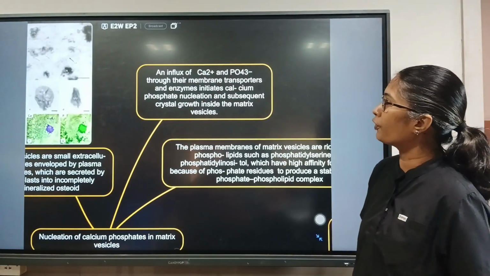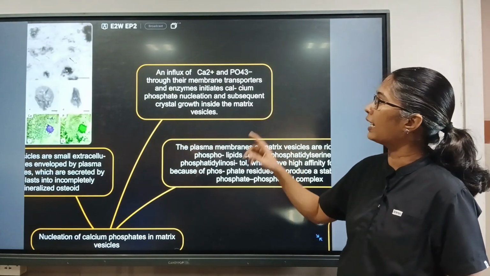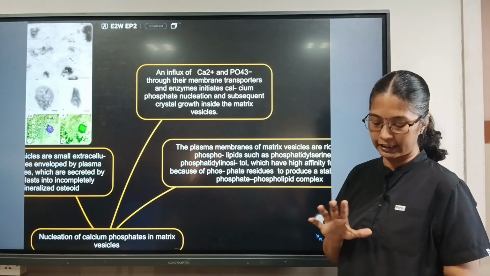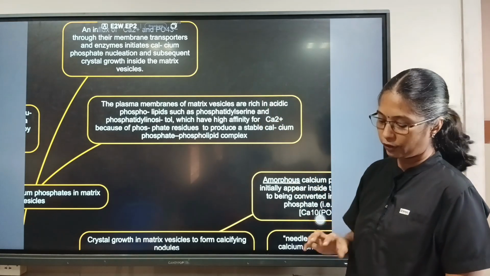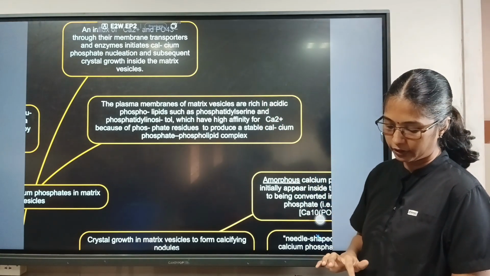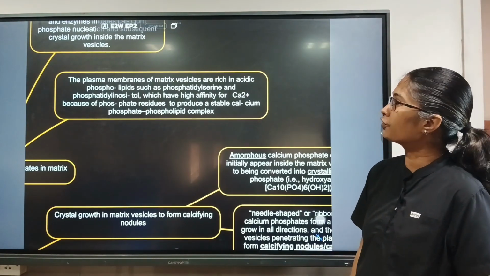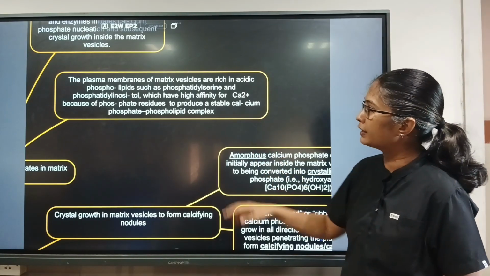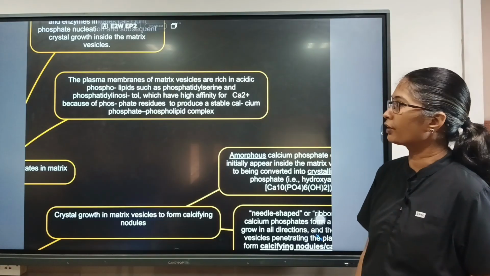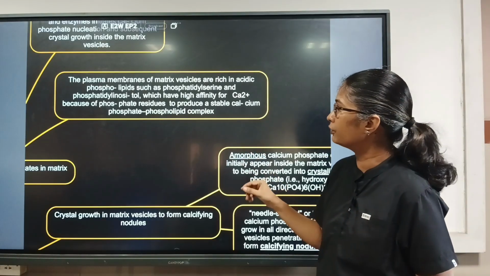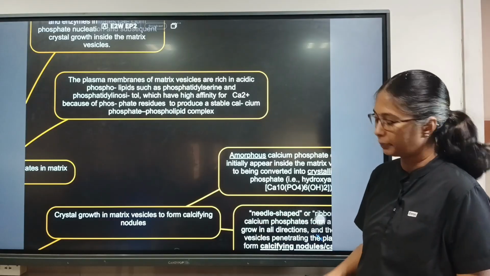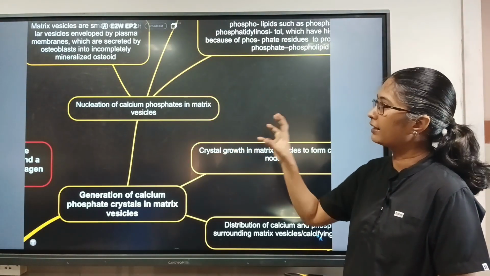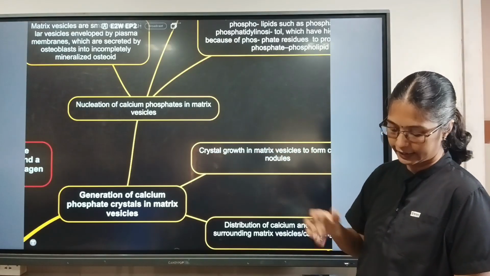An influx of calcium and phosphate ions through their membrane transporters and enzymes initiate calcium phosphate nucleation and subsequent crystal growth inside the matrix vesicles. So calcium and phosphate ions enter the matrix vesicles through the membrane transporters and enzymes. The plasma membranes of matrix vesicles are rich in acidic phospholipids such as phosphatidylserine and phosphatidylinositol, which have a high affinity for calcium because of phosphate residues, to produce a stable calcium phosphate phospholipid complex. So this is how a matrix vesicle attracts all these calcium and phosphate ions and starts the nucleation.